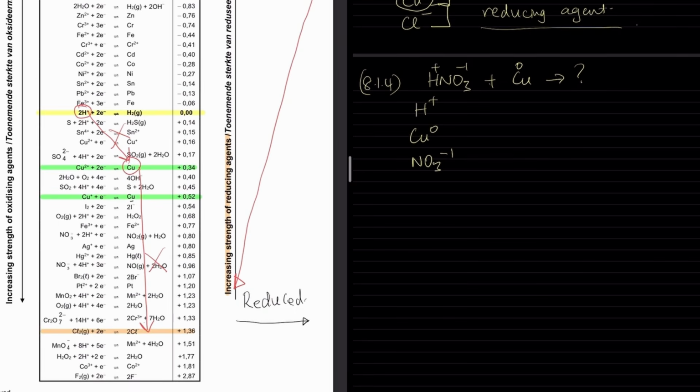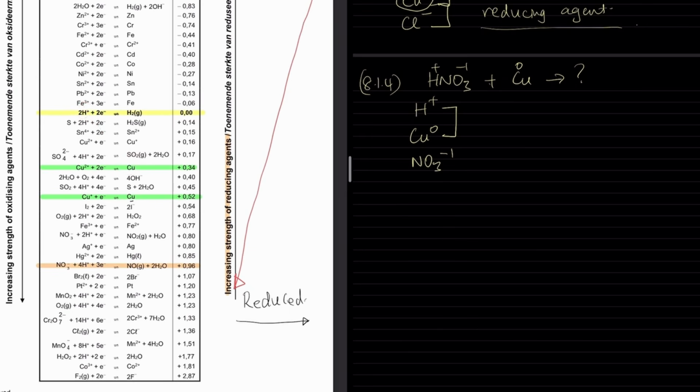Now let's look for it. H plus is already highlighted. Copper is already highlighted, but we need to change this one to NO3 minus. Now, where is NO3 minus? NO3 minus is right here. And so we do our check again. Can I draw a diagonal between the H plus and the copper? Yes, I can draw a diagonal, but it's the wrong way. So there's not going to be a reaction there.